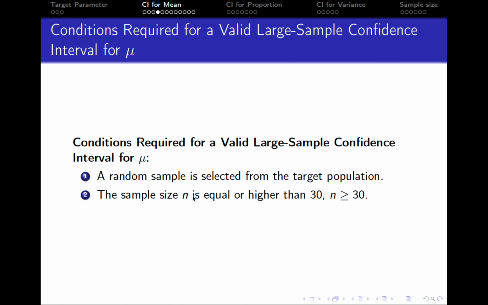There are two conditions that are required for a valid large sample confidence interval, conditions that ensure that our confidence interval makes sense. First of all, the random sample that you will have to work with must be selected from the target population. And since this is a large sample situation, the sample size must be higher than or equal to 30 observations.